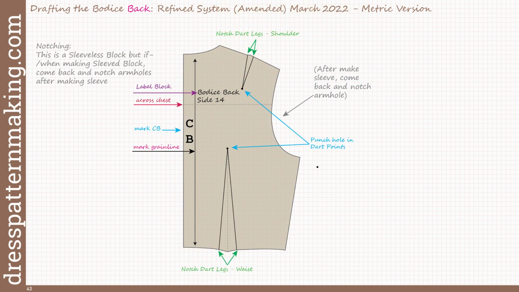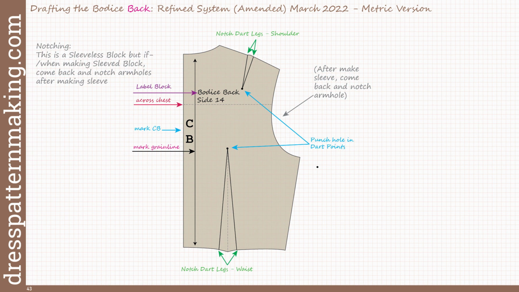Then check the flow through curve of the armhole. When you have your final front and back blocks, don't forget to mark and notch the dart legs, label the block, put all the relevant information on it, maybe including the date you drafted it. Note whether it's a sleeveless block or the sleeved block or the melange.